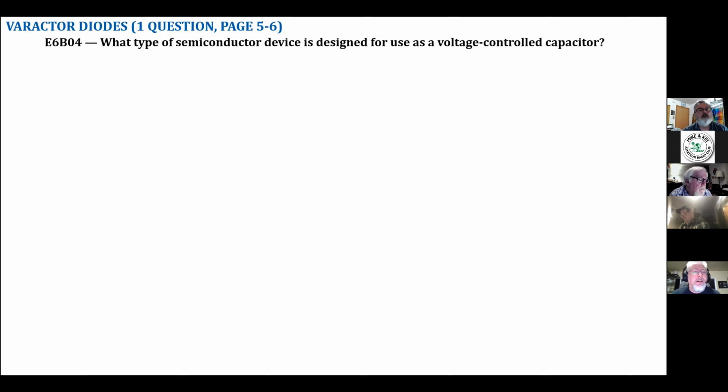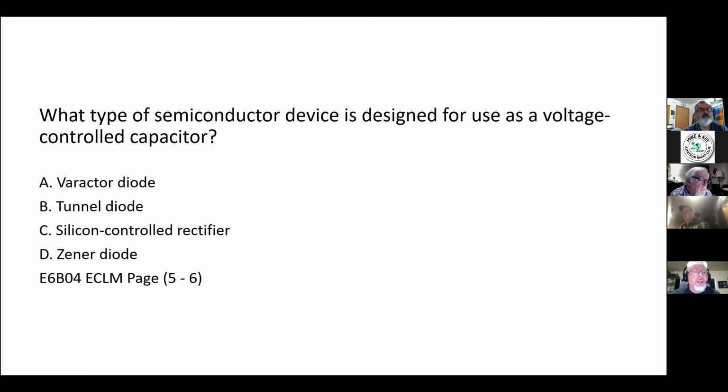One varactor diode question. What type of semiconductor device is designed for use as a voltage-controlled capacitor? A, varactor diode. B, a tunnel diode. C, silicon controlled rectifier. Or D, Zener diode? Alpha, A is correct, varactor diode.